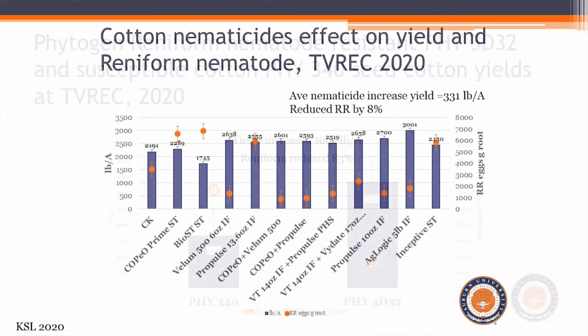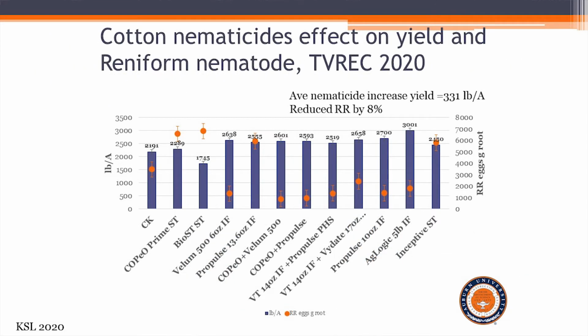Okay, and the next slide is our nematicides, all possible nematicides in this nematode field. And as you look, we do have populations. Overall, we're only reduced 8% because 3 of them didn't reduce numbers at all. But the others looked good. The average yield increase was 331 pounds. The top 3: AgLogic, Propulse at 10 ounces in-furrow spray, and again, the Velum Total at 14 plus with a Vydate spray at pinhead square. So in Tennessee Valley, this year, those were the top yielding ones.